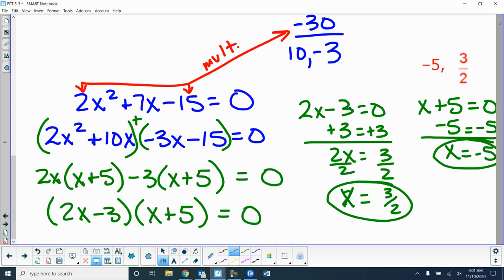Then you set them equal to 0 and solve for x. So my two answers are negative 5 and positive 3/2. Questions?